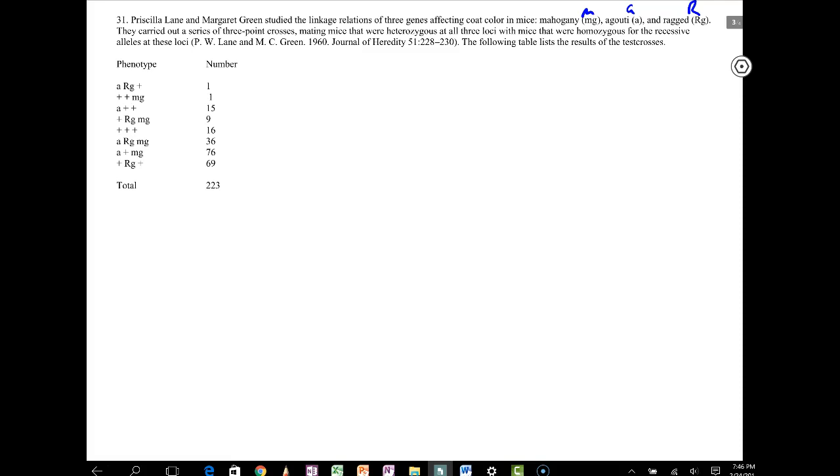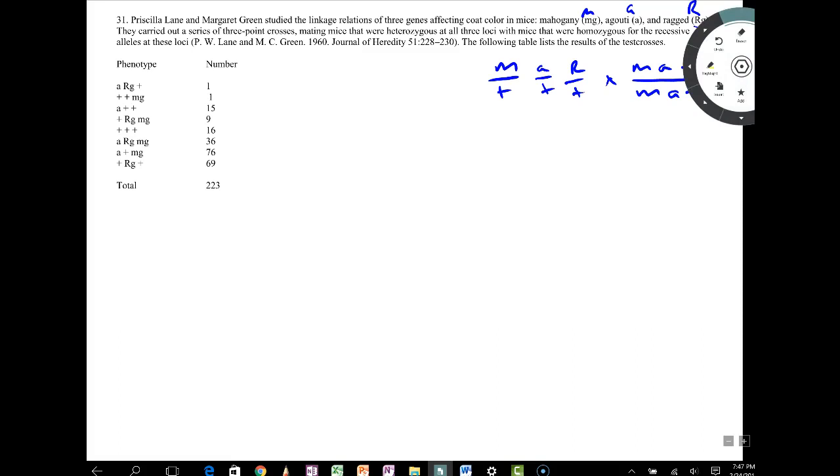The fact that it's dominant doesn't mess it up at all. All it means is that we're going to have mahogany over plus, goody over plus, and R over plus, and we do a test cross. The only thing it changes is that we would do a test cross with something like this. Because R is dominant, plus would be recessive, but it doesn't really matter. The numbers all end up the same.